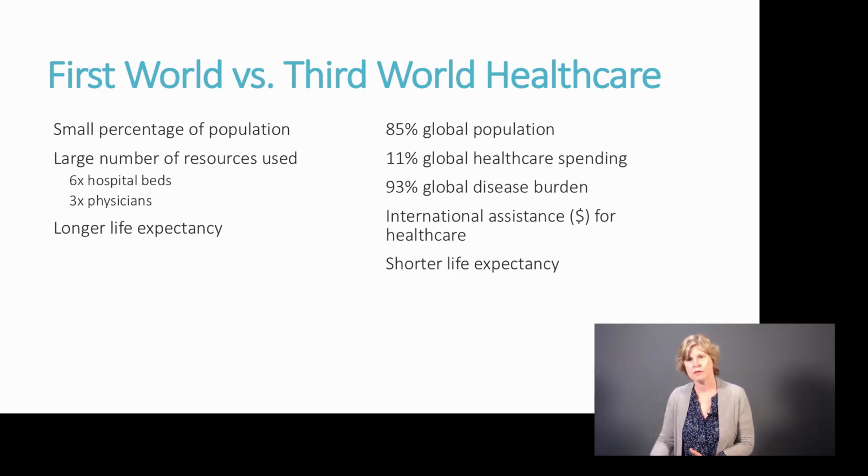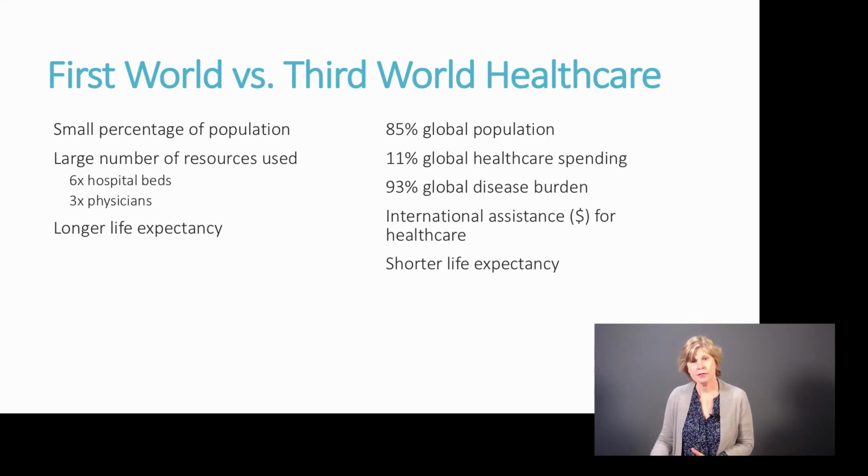We've looked at healthcare within the United States and other first world countries. Now let's compare first world to third world healthcare needs. On the left are characteristics of first world countries. They represent a small percentage of the global population, yet they have an excess of hospital beds and physicians, and by default, a higher utilization of cost of healthcare. In addition, changes in vaccines, food and water sanitation have realized a longer life expectancy for their populations.